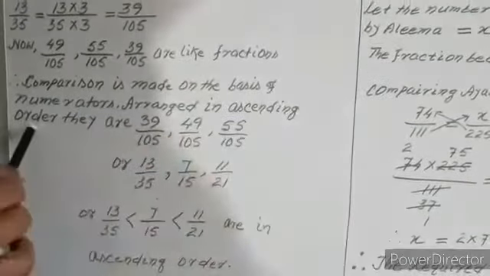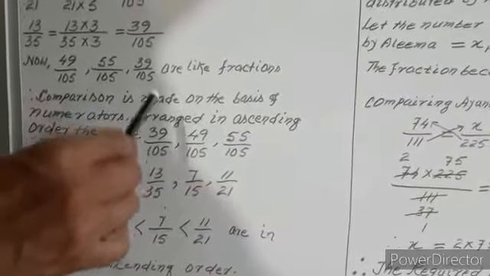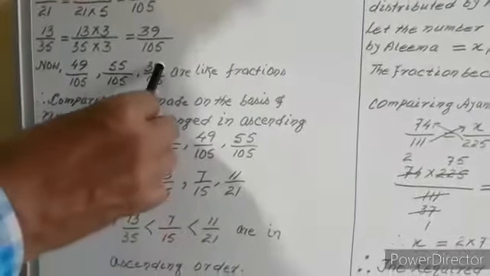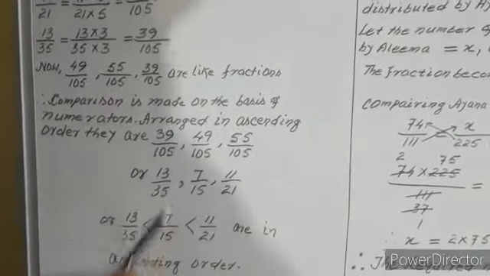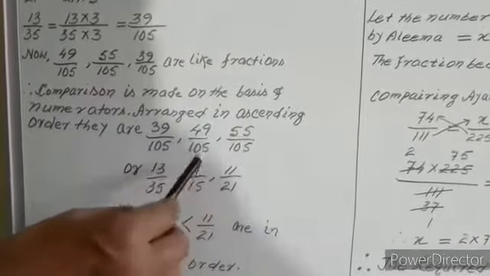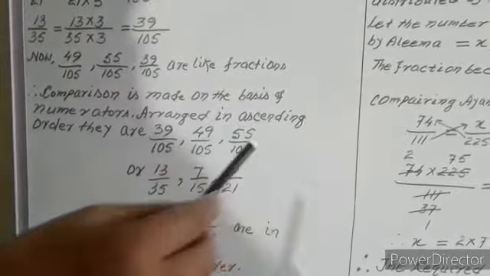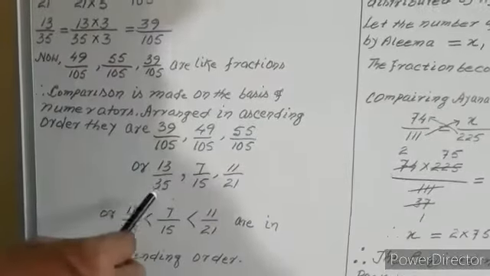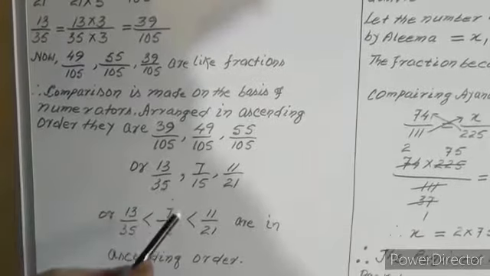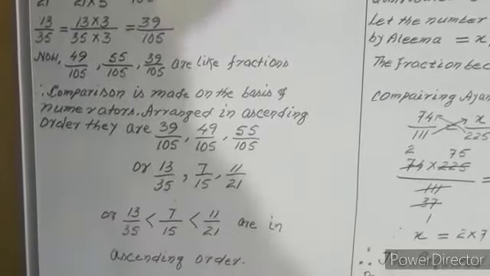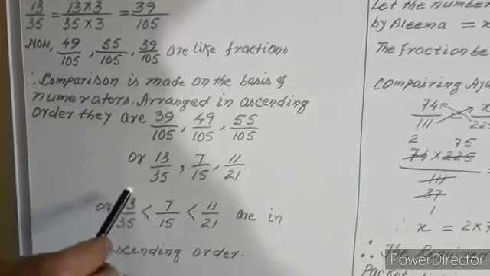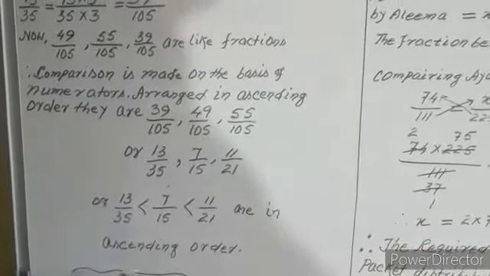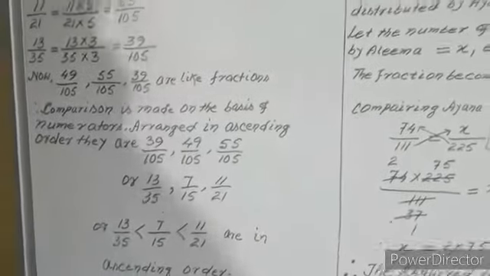Arranging in ascending order, ascending order means from smaller to higher. So 39 is the smallest, so 39 upon 105, 49 upon 105 and 55 upon 105. So these can be written as 13 upon 35, 7 upon 15, 11 upon 21. Or this can be written as 13 upon 35 is less than 7 upon 15 is less than 11 upon 21. They are arranged in ascending order.